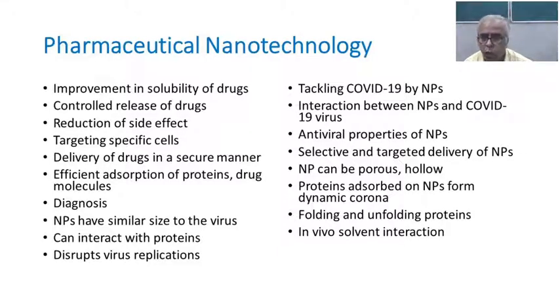Proteins adsorbed on nanoparticles can form a dynamic corona, that is, a species with multiple corona-like spikes. This can be useful for folding and unfolding, like zipping and unzipping the proteins. And particularly, it will have a greater interaction in terms of solvent interaction inside the body. So it's called in vivo solvent interaction.